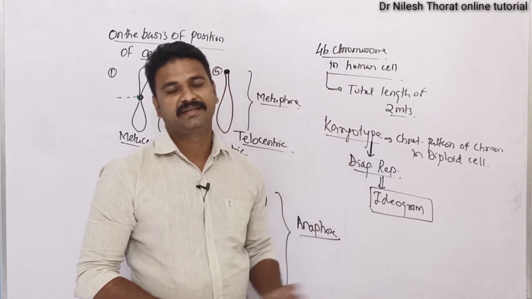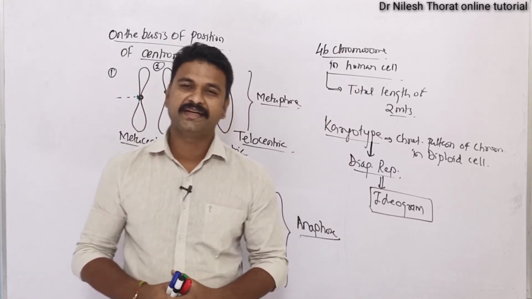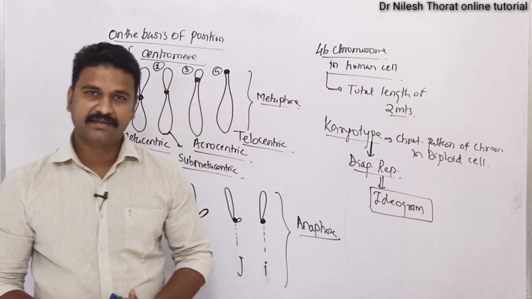So this is everything regarding the nucleus and the structure of chromosome. With this we are ending our chapter, Cell: The Unit of Life.